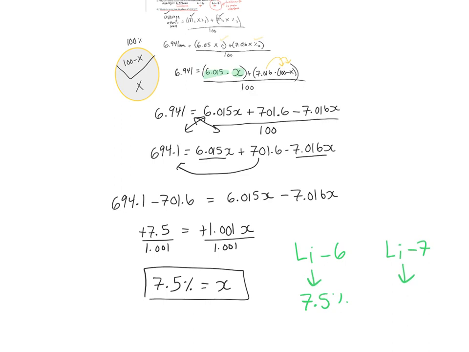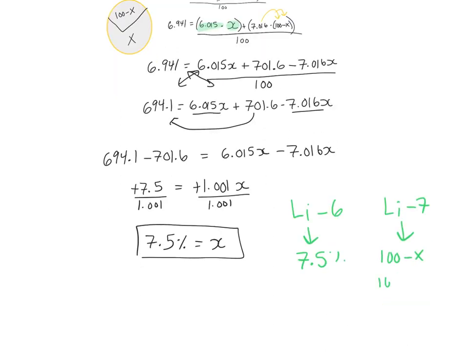So if lithium 6 is 7.5%, how much is lithium 7? We said it was 100 minus x. Since x is 7.5, it's 100 minus 7.5, which is 92.5%, which is our final answer. I expect you know how to solve like this. Be ready for a pop quiz in class.